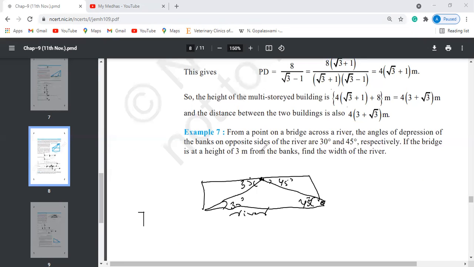Okay, if the bridge is at a height of 3 meter, so this is a height 3 meter, find the width of the river. You have to find the width of the river from here to here. Tell me how you can find it. How you can find it? What you can use?